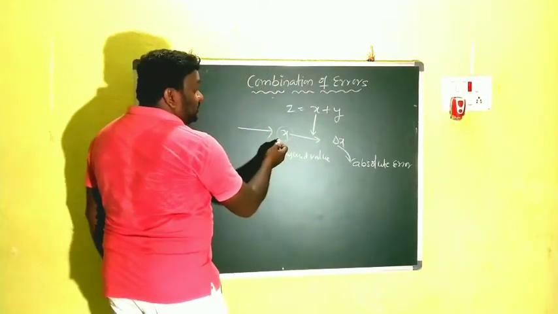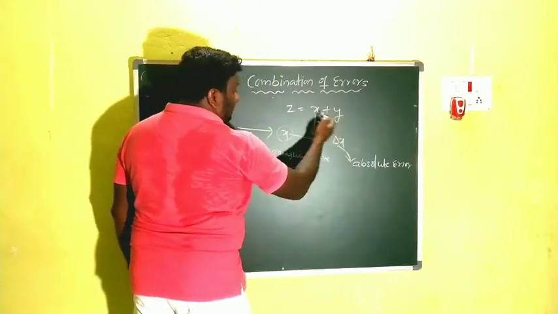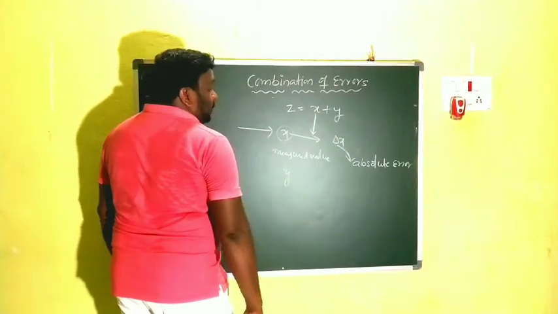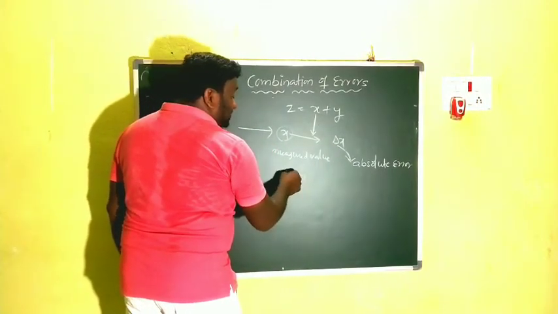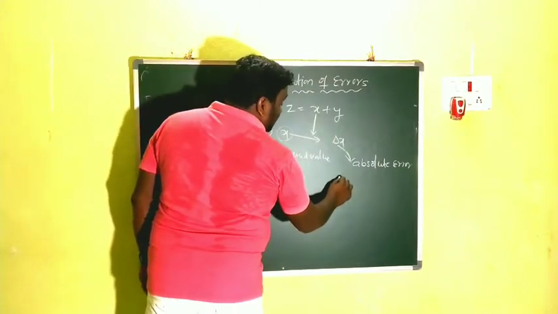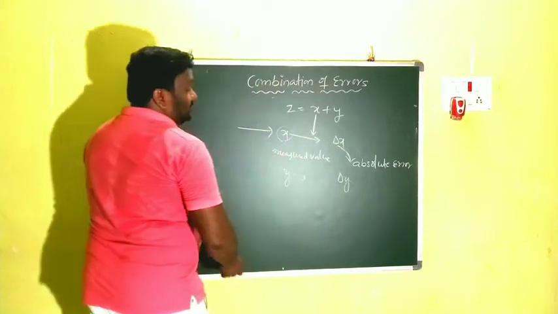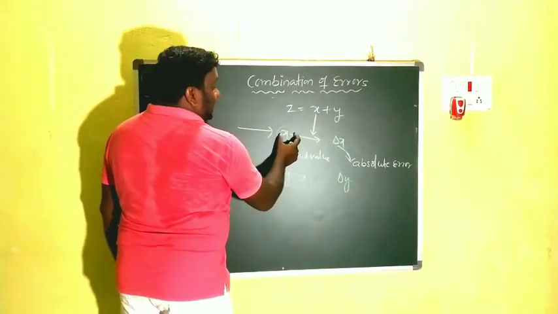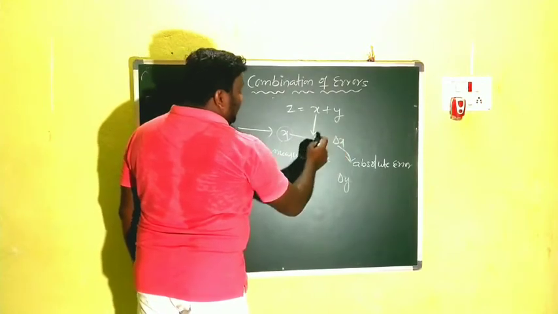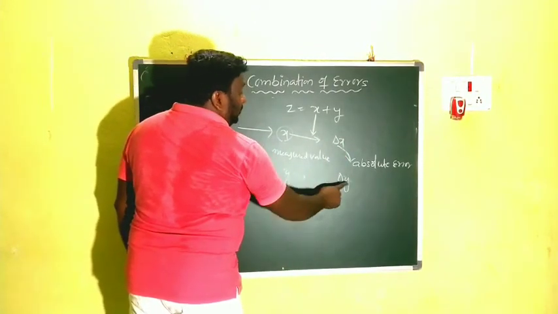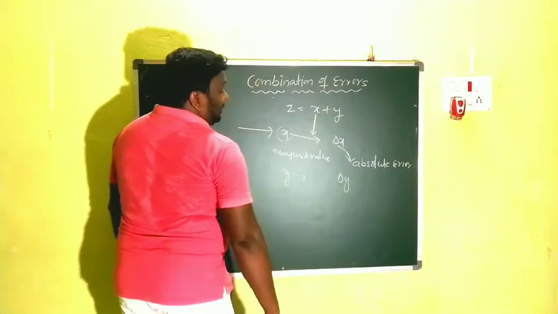While you are finding the X value, there is some error. And Y is another physical quantity, another measured value. While we are measuring that, we also have some error. So X is the measurement and for that some error is there, delta X, and Y is another measurable quantity or value, and for that we have the error delta Y.